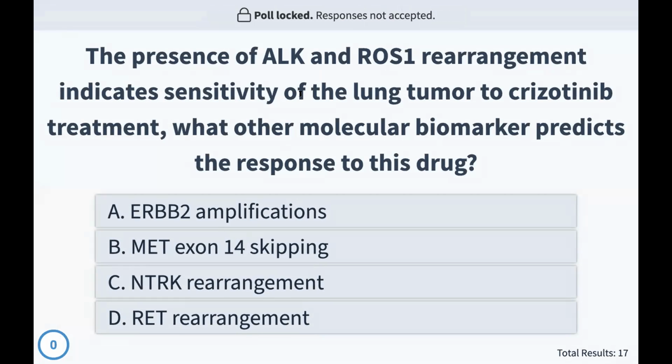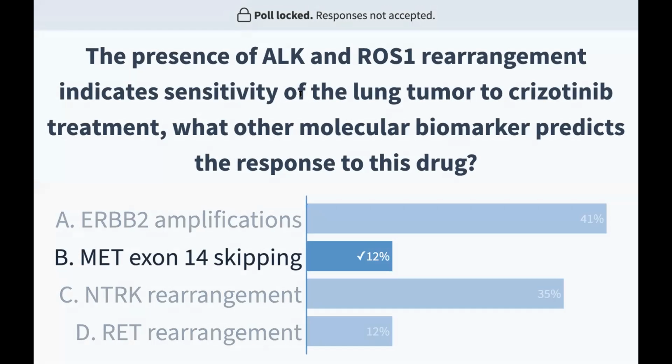Time's up. The second category of molecular targets are those that should be tested as a part of an extended panel. These targets include MET, RET, ERBB2, NTRK, as well as KRAS. And among these, it is the MET exon 14 skipping that can be targeted by crizotinib. So the correct answer is letter B, MET exon 14 skipping.